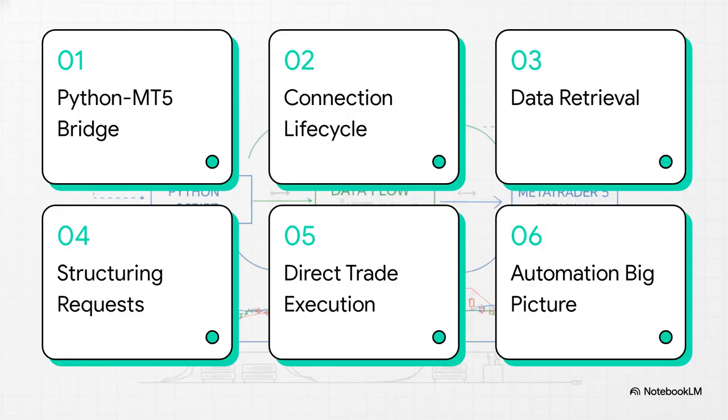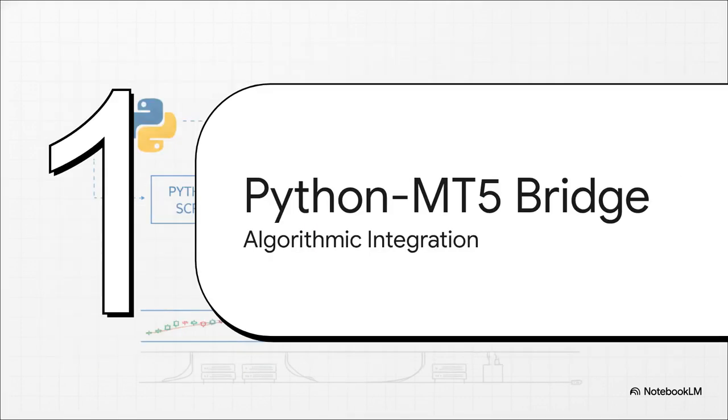So here's our roadmap for today's session. We'll start with the Python MT5 bridge, map out the connection lifecycle, and hit high-performance data retrieval. From there, we'll dive into structuring trade requests, look at direct trade execution, and then finally pull the whole shebang together into the automation big picture. Let's get to it. Section 1.